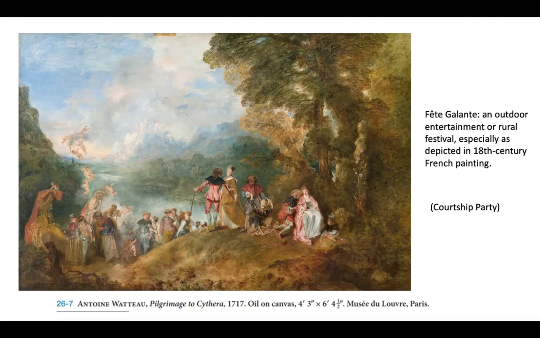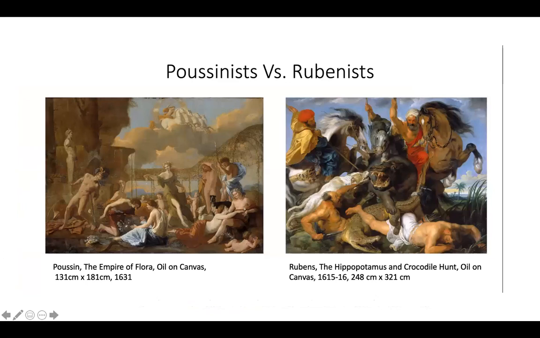It's rich people having a rich people party outside, trying to court each other. The other important thing is that they were angry. So it came down to this battle at the French Academy between two sides, the Poussinists and the Rubinists.